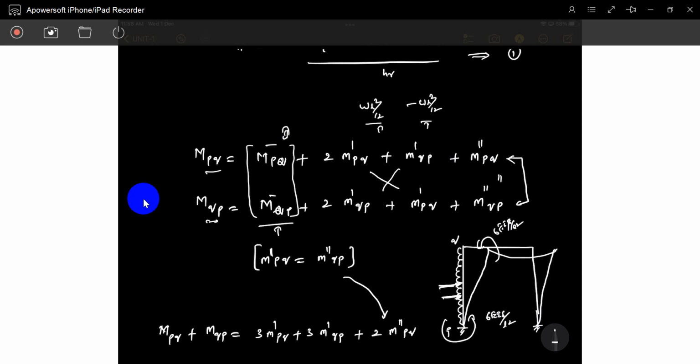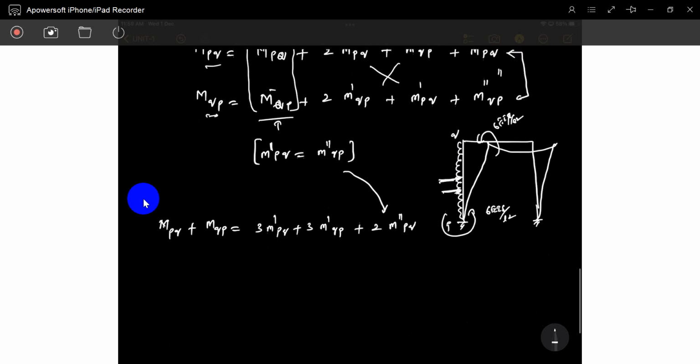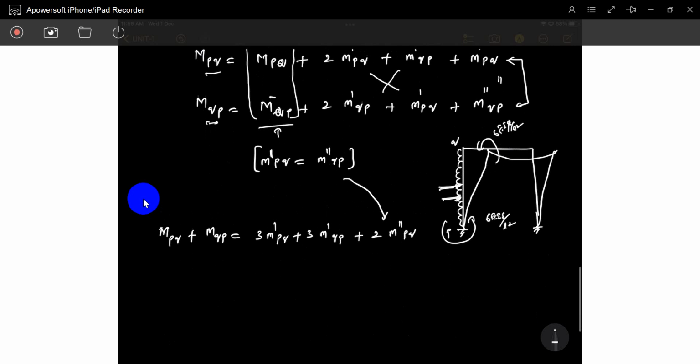Are you understood? So that's the thing. If any eccentric load is acting on the column, not a beam, this method is not suitable. On the column, if any eccentric load is acting, we can't do anything. That's the thing. Okay, you understand.